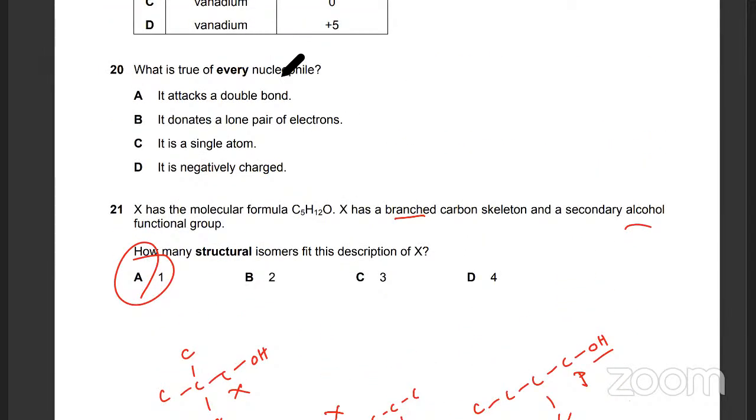Next one: what is true of every nucleophile? That it attacks a double bond? Or it donates a pair of electrons, or it's a single atom, or negatively charged? Which one is true? D, I guess. Remember, a nucleophile does not necessarily have to be. A nucleophile is something that's attracted to what charge, positive or negative? Positive. I mean, the complete definition is that it's attracted to positive charge, and it can donate a pair of electrons.